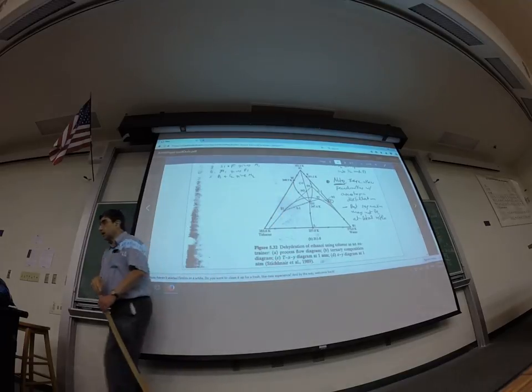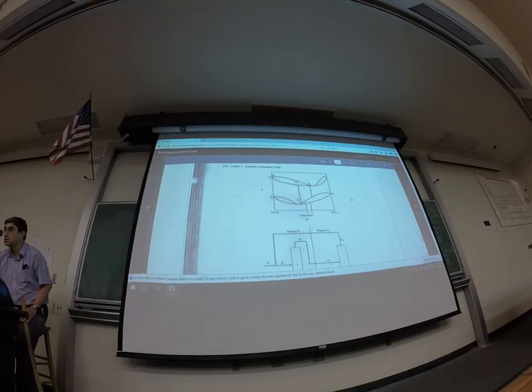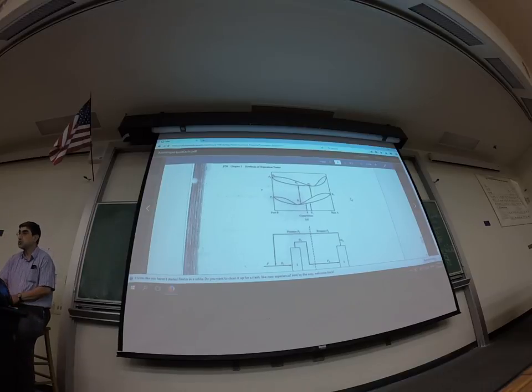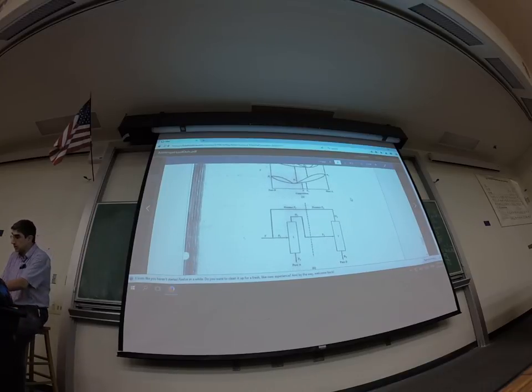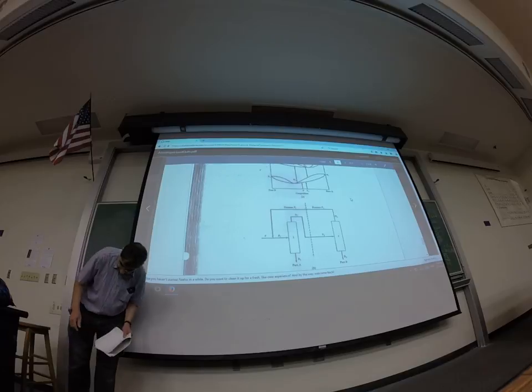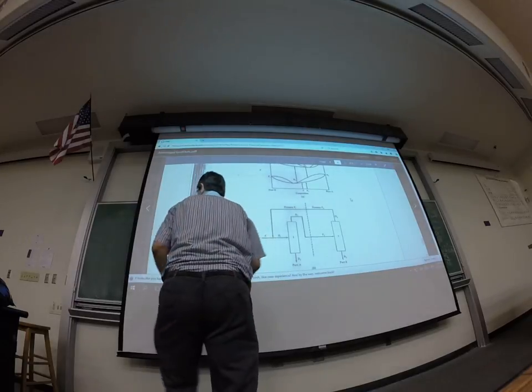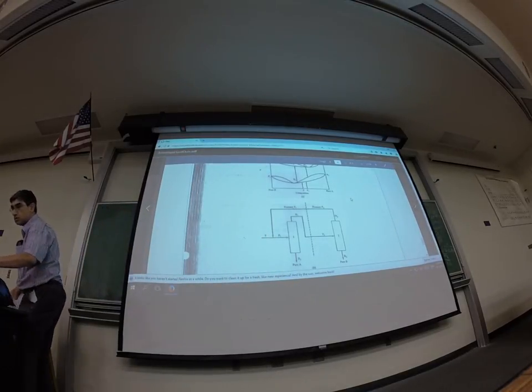Okay. And the other scheme that you can easily use in your project is pressure swing distillation, and specifically for water and ethanol.